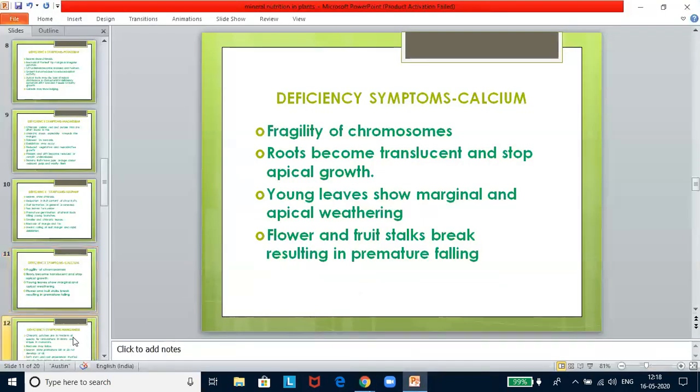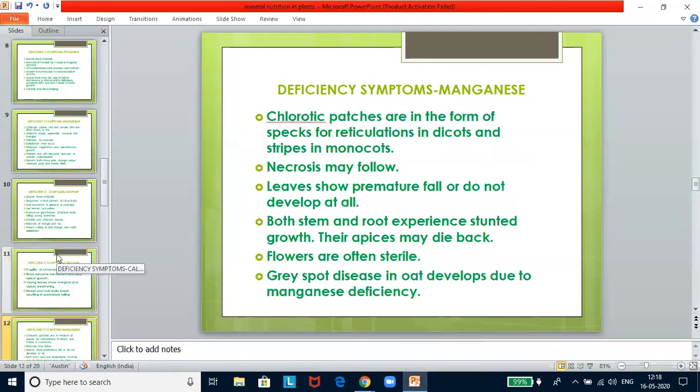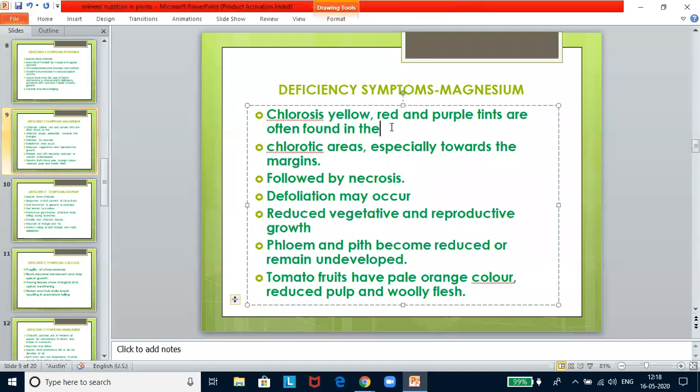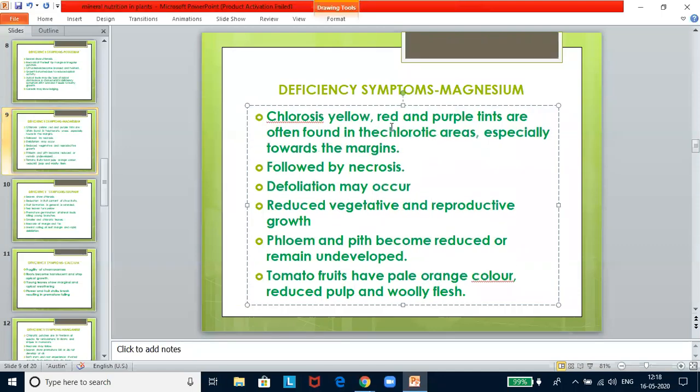Now, what does the deficiency result in? Chlorosis. Yellow, red, and purple tints are often found in the chlorotic areas, especially towards the margins. It is followed by necrosis. Defoliation may occur. Reduced vegetative and reproductive growth is seen. Pith and phloem become reduced or remain undeveloped. Tomato fruits have pale orange color, reduced pulp, and woolly flesh.